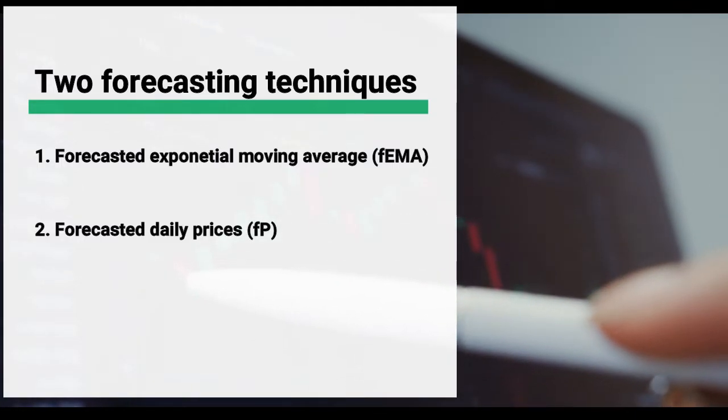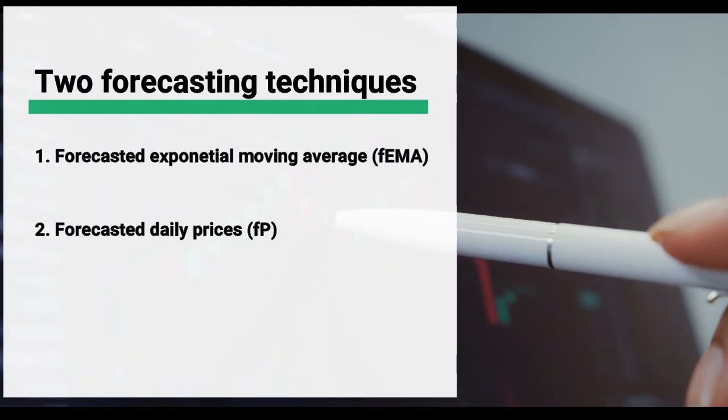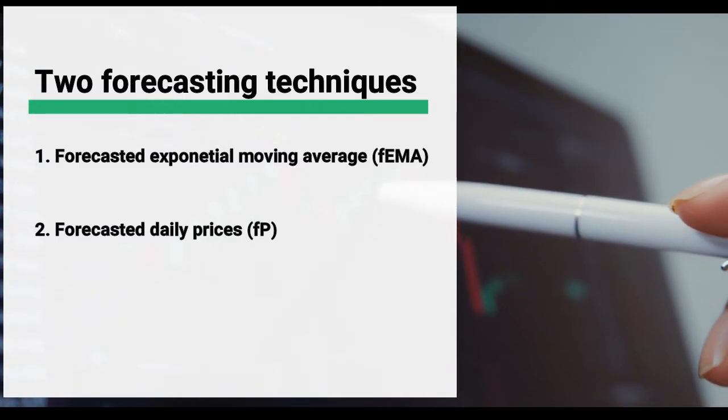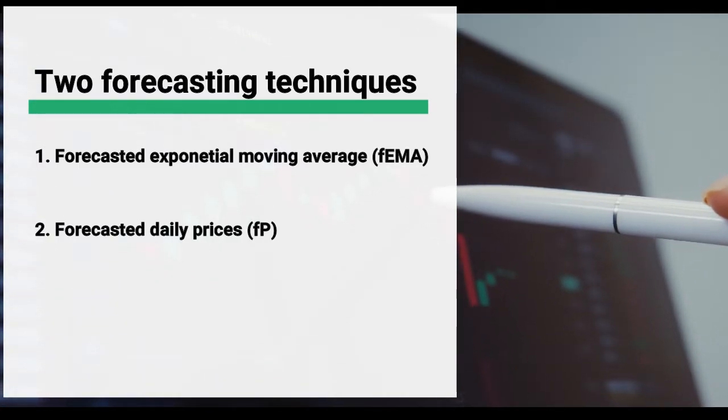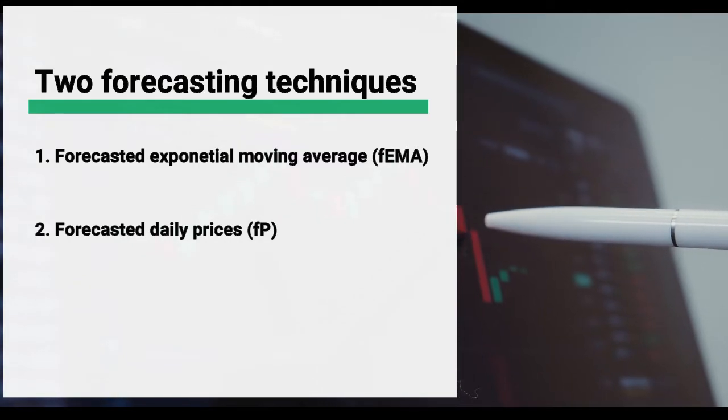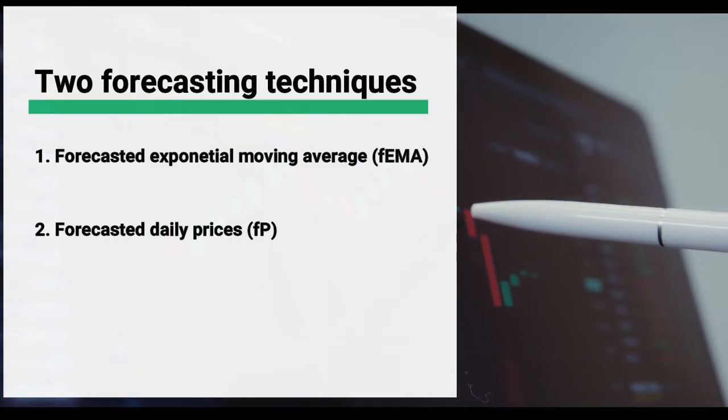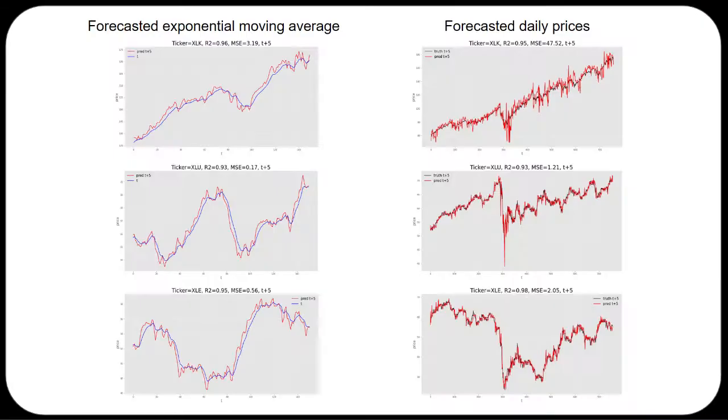The first technique is called forecasted exponential moving average, where it attempts to forecast the exponential moving average. The second technique is called forecasted daily prices, where it attempts to forecast the actual prices. The results have shown that both forecasting techniques along with SVFPS manage to predict the prices remarkably, as shown by the R-square and mean squared error.